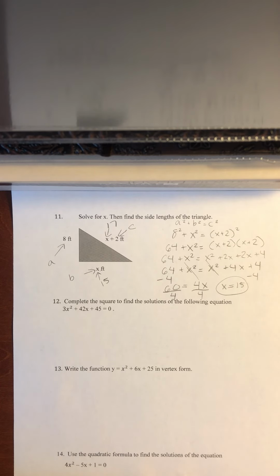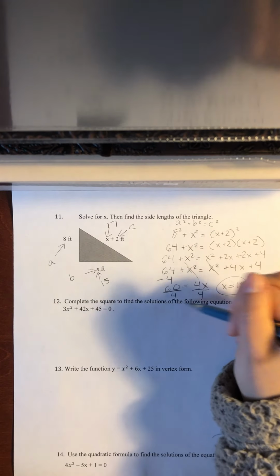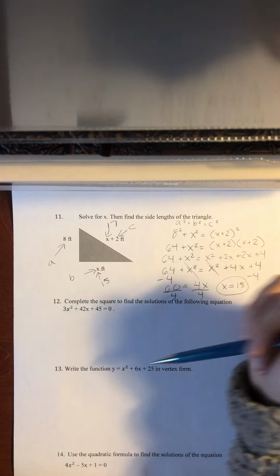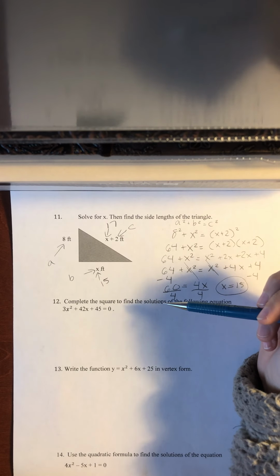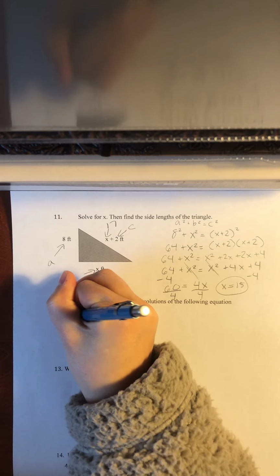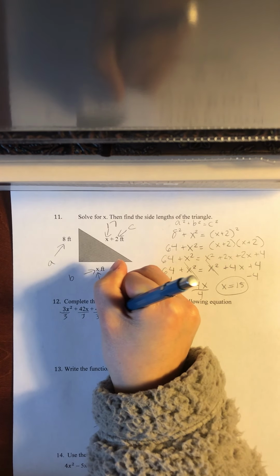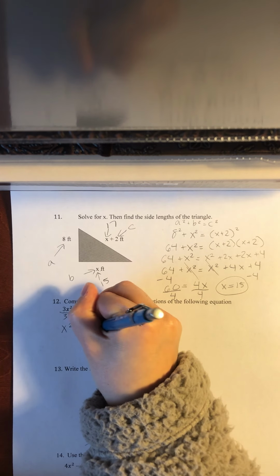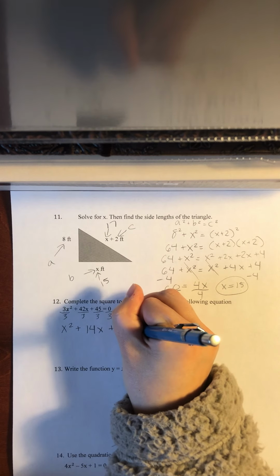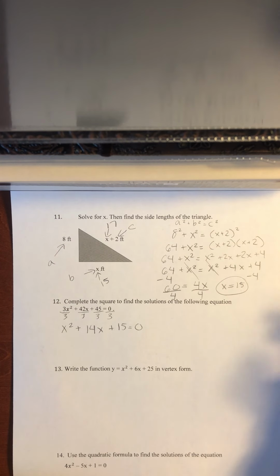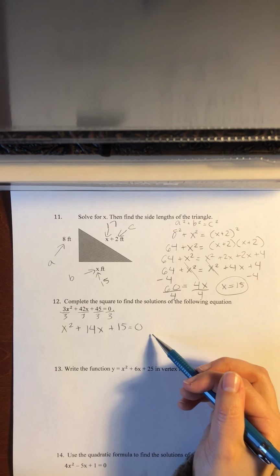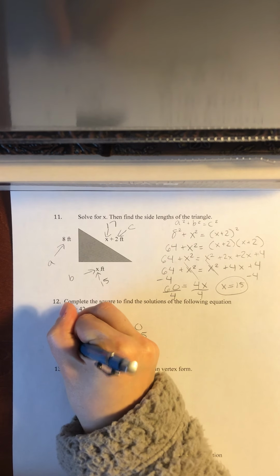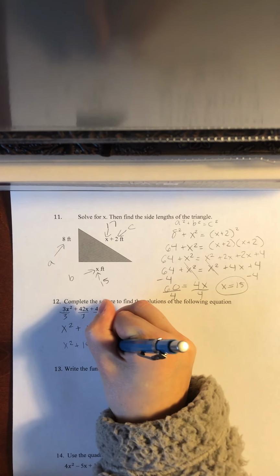Okay, next one. Complete the square to find solutions of the following equation. When we complete the square, our leading coefficient has to be 1. Right now it's not. Right now our leading coefficient is 3. That's a problem. But we can divide through by that leading coefficient, and we'll get x squared plus 14x plus 15 equals 0. Remember, with completing the square, we have to move over our constant term. So we're going to subtract 15, x squared plus 14x equals negative 15.